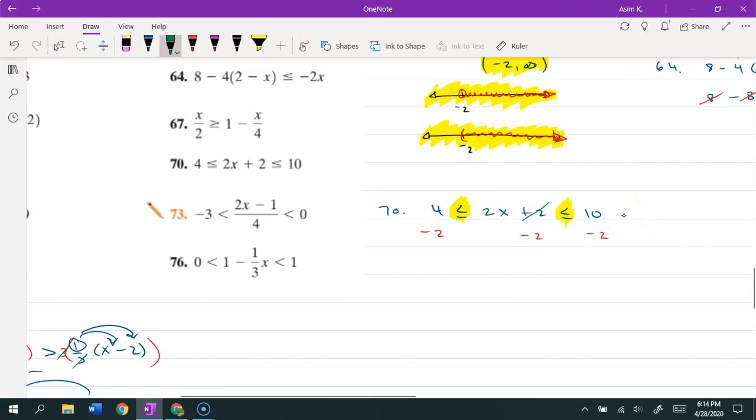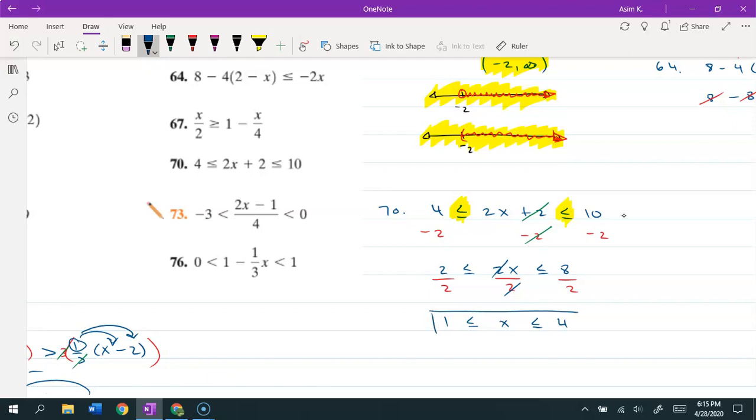So in the middle, the 2's will cross off, and on the left side, you'll end up with 4 minus 2, which is 2. In the middle, you'll have 2x, and on the right side, 10 minus 2 is equal to 8. So here's what that looks like. Now you're going to divide by 2 on all sides. 2 divided by 2 is 1. 2x divided by 2, it's basically going to cross off, so you end up with x. And then on the right side, you end up with a 4.